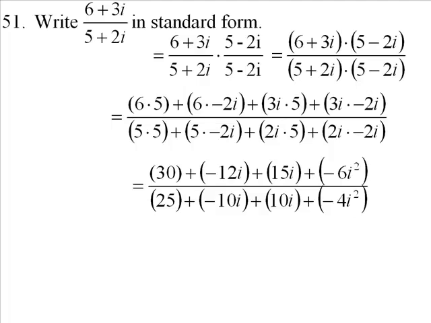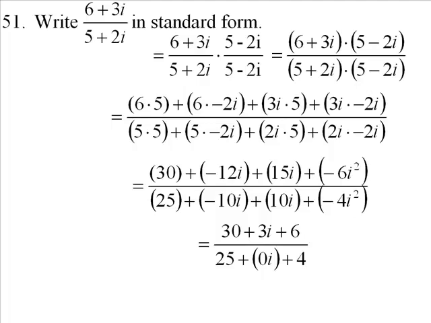Now we're going to have 30, and we're going to have negative 6 times negative 1, so that's going to be a plus 6. You see the negative 6i squared? That's negative 6 times negative 1. And negative 6 times negative 1 is a plus 6. So you can have 30 plus 6.